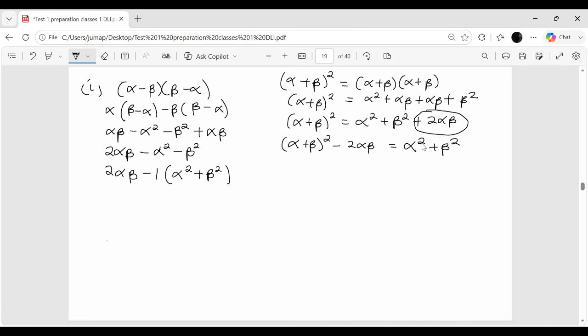So after I've done this, I have solved this one. Where there is alpha squared plus beta squared, I'll replace it with this expression. So I'm going to have 2 alpha beta minus 1. Then everything here I'll replace with this component here, which is alpha plus beta. Oh, let me write it properly.